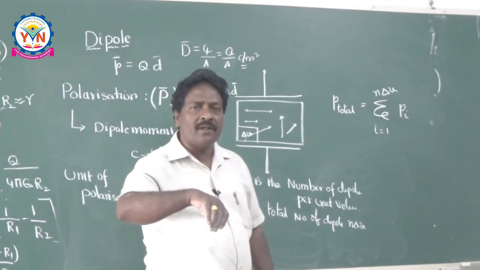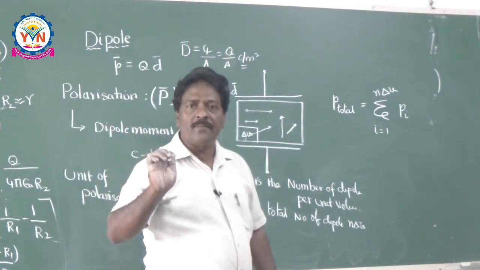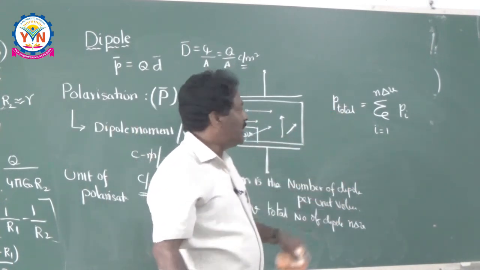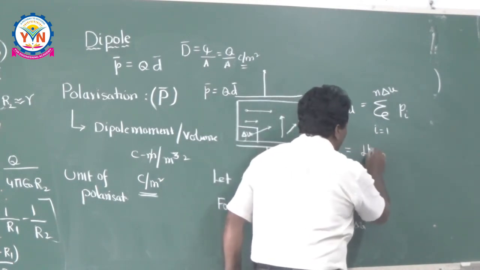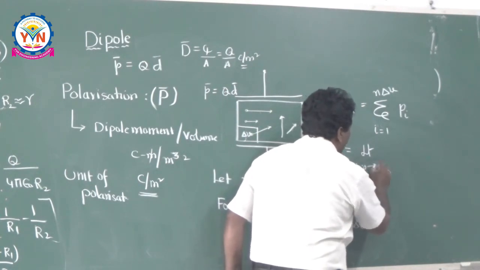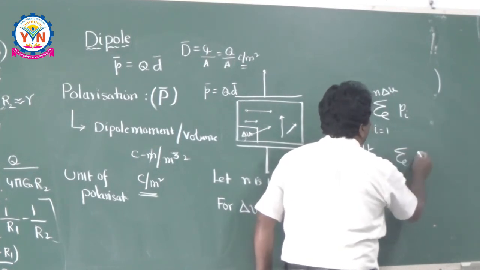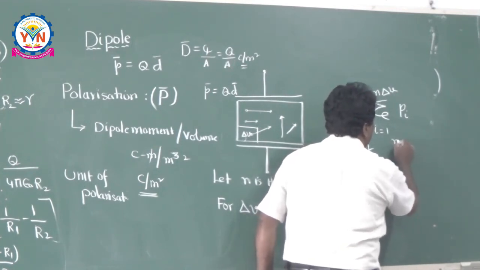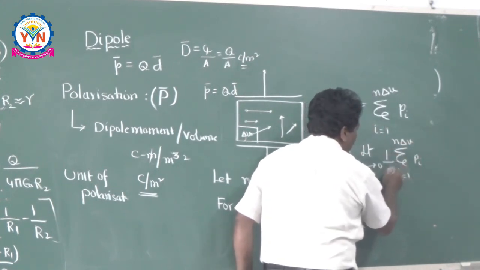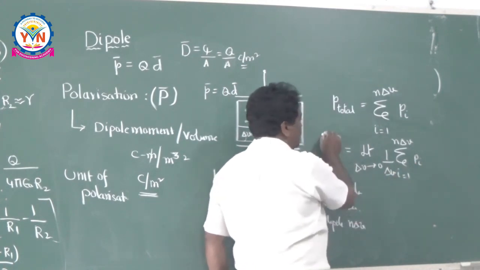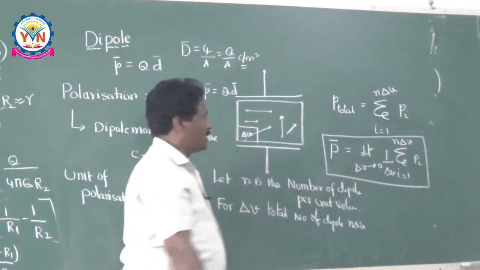But what is the definition of polarization? Polarization means per unit volume, how much is the dipole moment. This is the total dipole moment. Therefore polarization P bar is equal to the limit delta V tending to 0, the smallest value I am considering, of sigma i equal to 1 to n delta V of P i, which is the total dipole moment, per unit volume, meaning 1 by delta V. It is nothing but the definition of polarization.